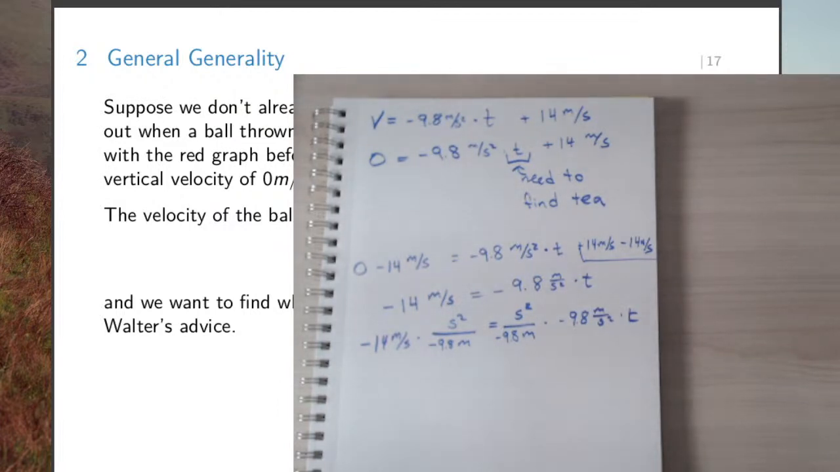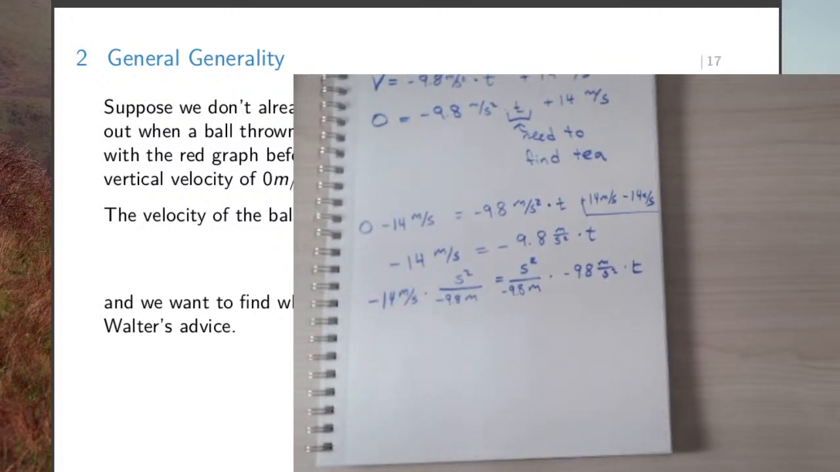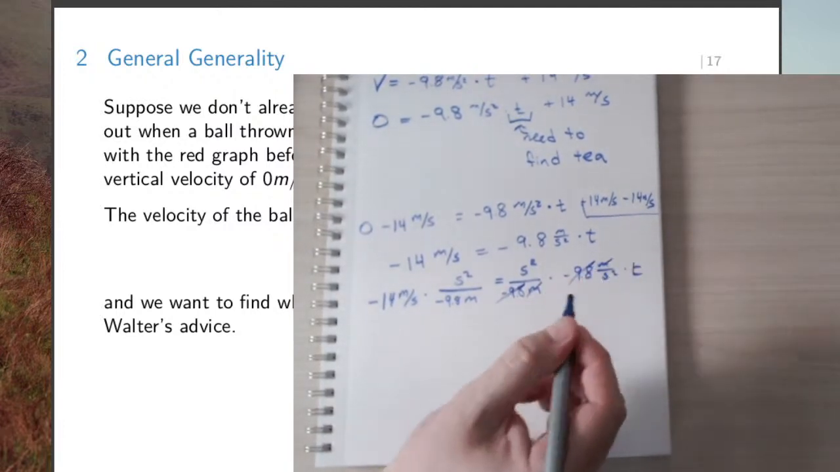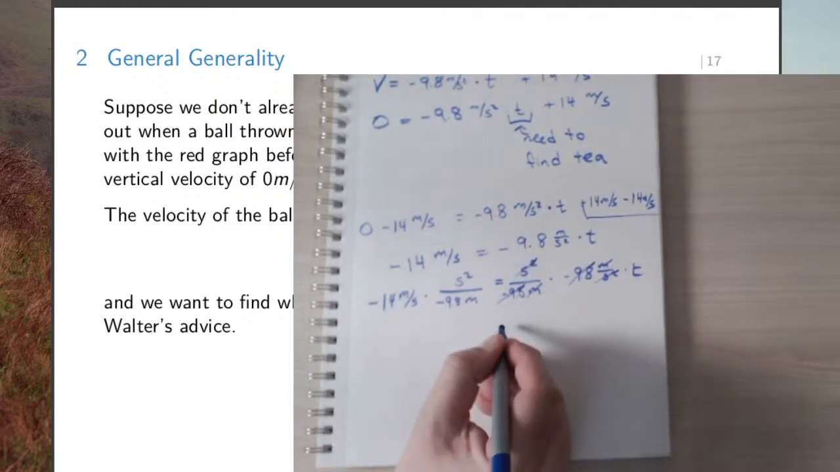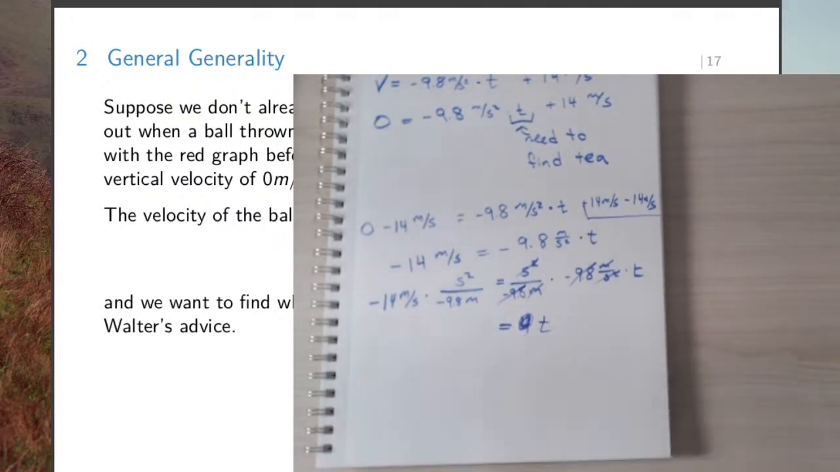And now we have a canceling bonanza. Crazy Jim's canceling bonanza is at hand. 9.8, 9.8 meters are all gone. Second squared out of hand. The left side only hand. There we go.